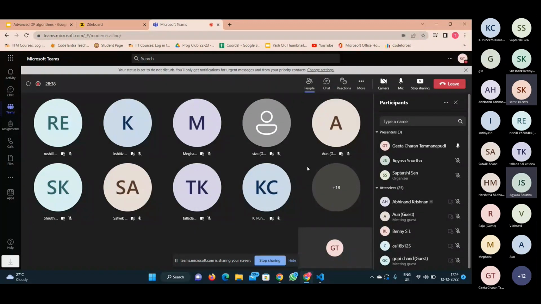Yeah. So, okay. Let's begin with the bottom-up approach for the LCS, that is the longest common subsequence. So before beginning, does anyone have any idea regarding what is the bottom-up approach?